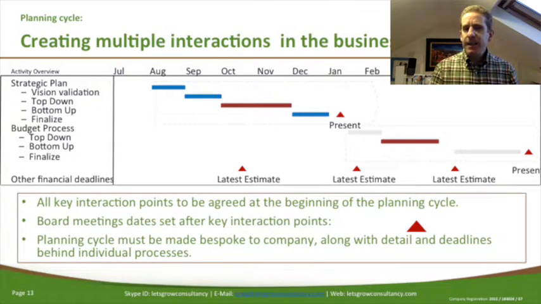We'd have key interaction points between the marketing teams and the commercial teams and the finance teams and other parts of the business at specific points within this planning cycle. Board meetings were set to discuss the findings, to give pushback, or to approve. I make the point again, the planning cycle must be bespoke to the company, along with the detail and the deadlines behind the individual processes.